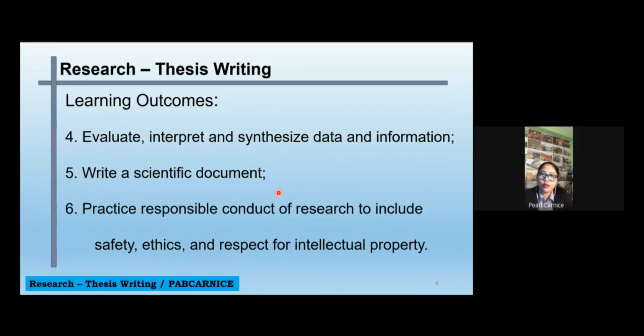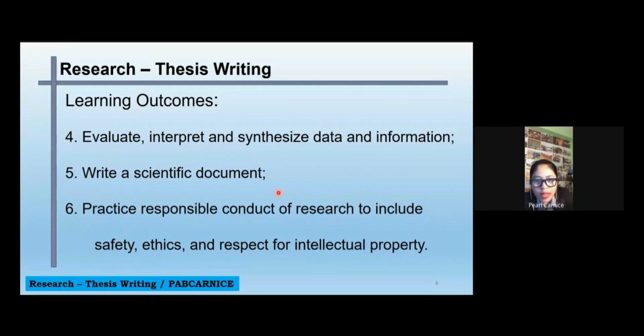Again, I would like to emphasize that in this semester in Research 1, everyone is required to have a research proposal. All right, the last learning outcome is to practice responsible conduct of research, to include safety, ethics, and respect for intellectual property. So for example, if you will be dealing with uric acid or any acids or any activities where your safety will not be secured, we have to be responsible for this, and we have to take precautionary measures.